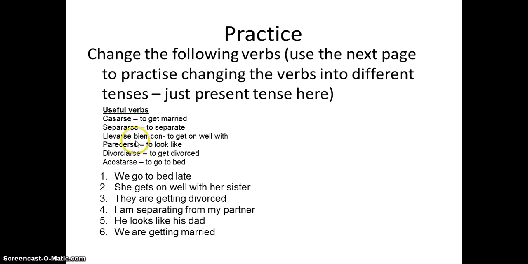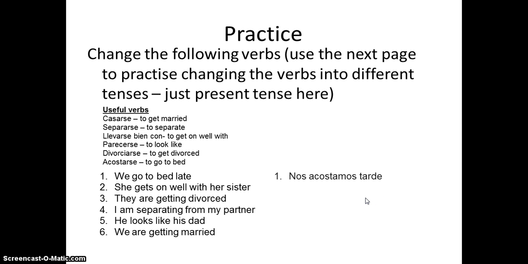And the verb is here, so we take the "se" off and we're left with llevar. Parecerse, to look like. Divorciarse, to get divorced. And acostarse. Now, acostarse again is radical changing, not where we're going to use it here, but you might want to have a little look at it in another video. O changes to UE. So we need to change all of these six here into the right forms. So if you want to pause the video here, you can do the practice, and then we'll go over the answers.